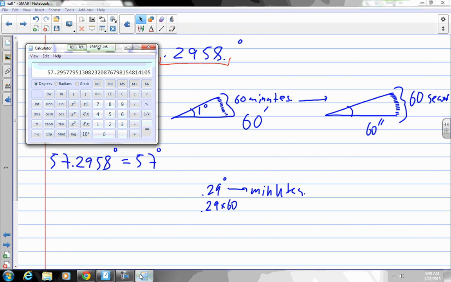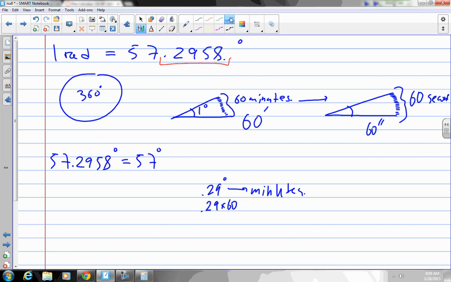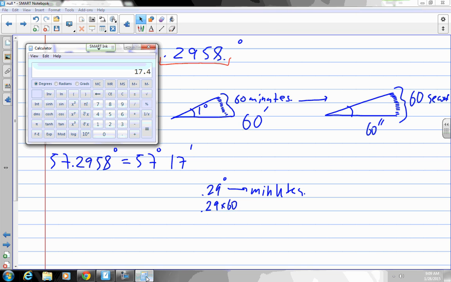So how many? 0.29 times 60. So basically, this is the story. It's about 17 minutes and whatever 58. If I convert that, 0.58 times 60, it's 34, 35 seconds.